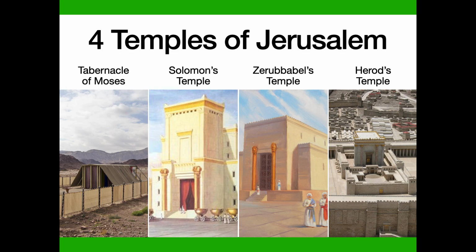Zerubbabel's temple, definitely not sanctioned. Herod's temple, definitely not sanctioned of God. But all are still patterns of the way of redemption. And if we look at our triad, the right place at the right time with the right sacrifice, then God can enter in and we take up our rest in him. And so hopefully that was helpful with a quick primer on the temples of Jerusalem.